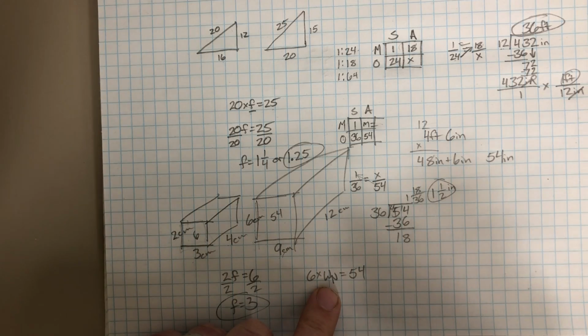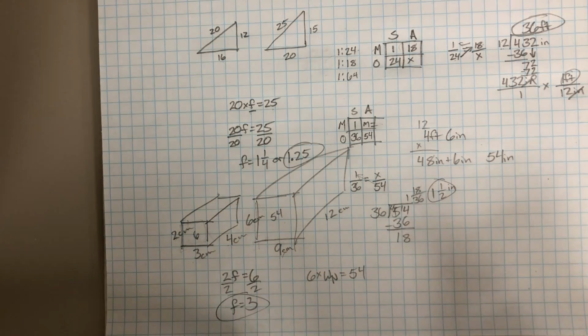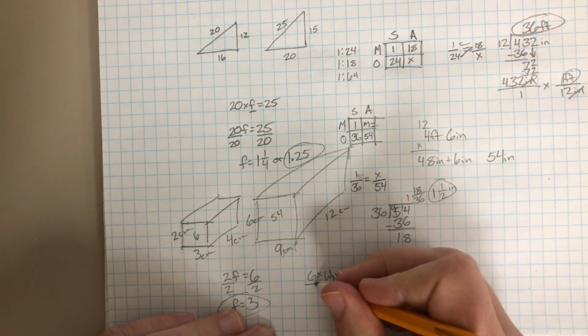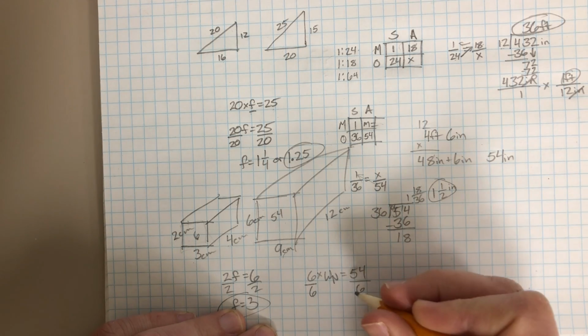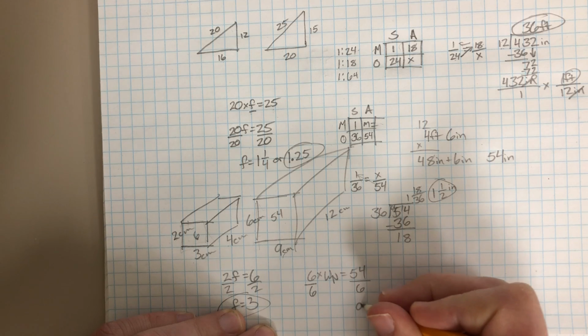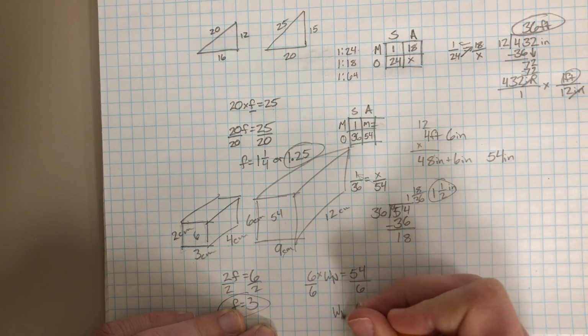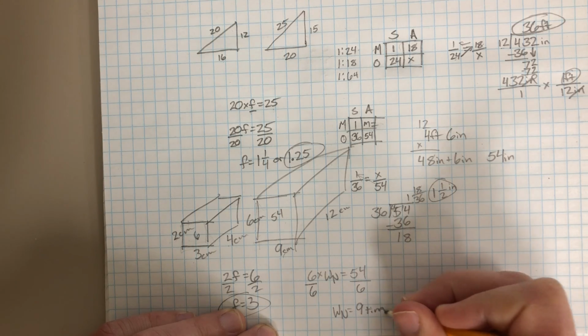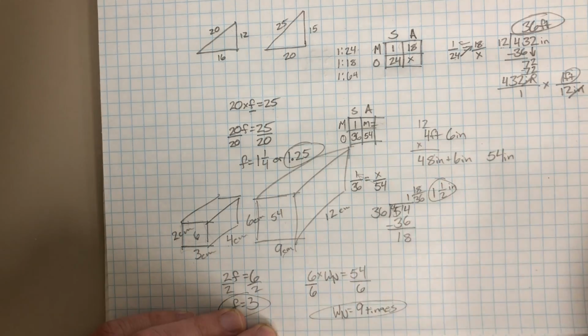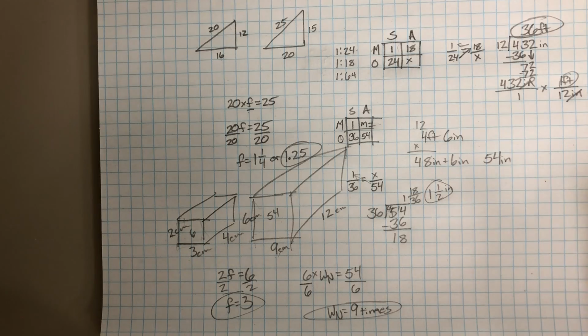And you might know that 6 times 9 is 54, but if you didn't, you could cancel out this 6 by dividing by 6, divide by 6. 54 divided by 6 is 9, so that number is 9. It's 9 times larger. Okay? And part C, the volume of the larger solid is how many times the volume of the smaller one.